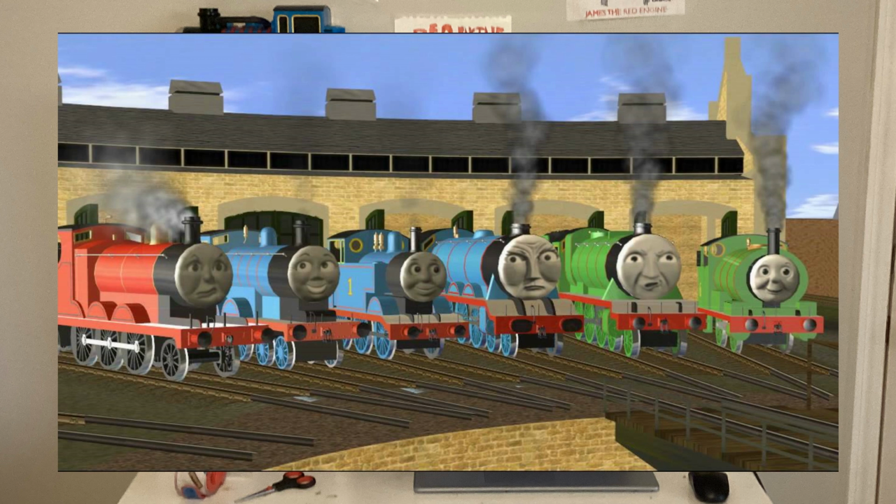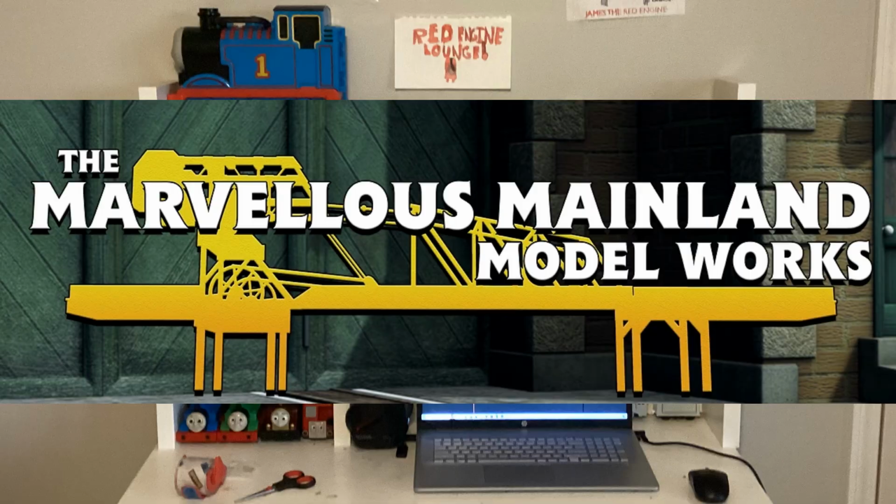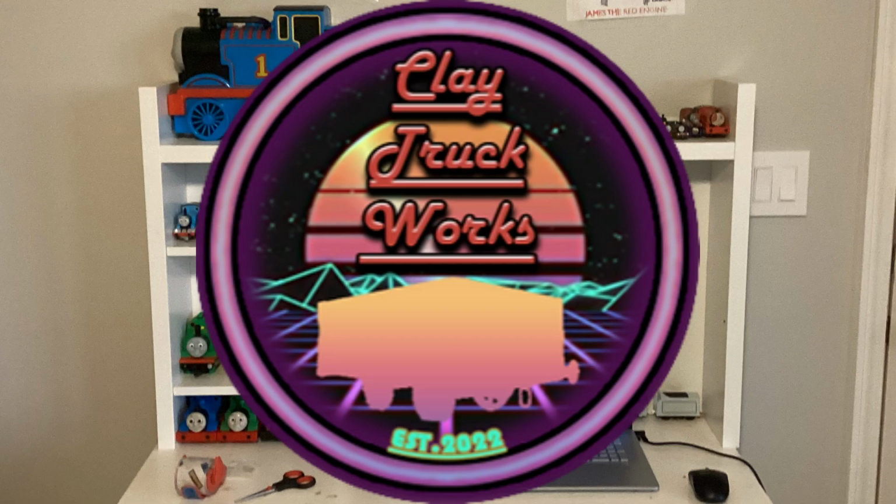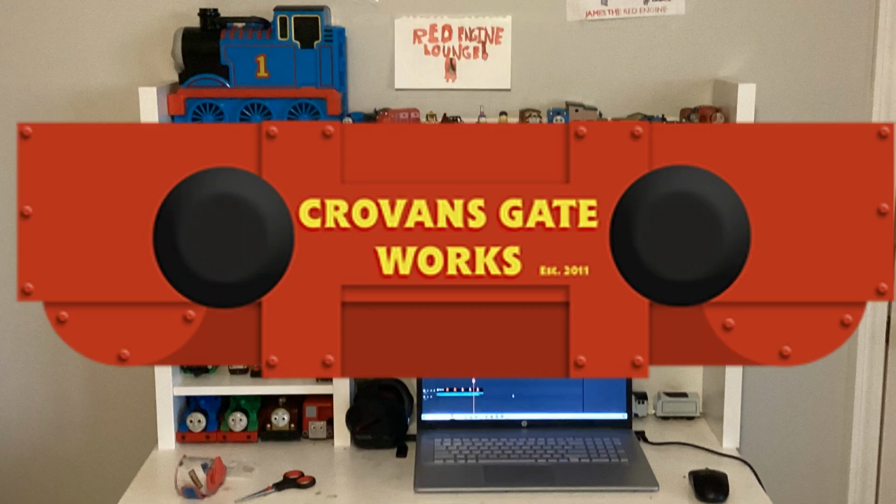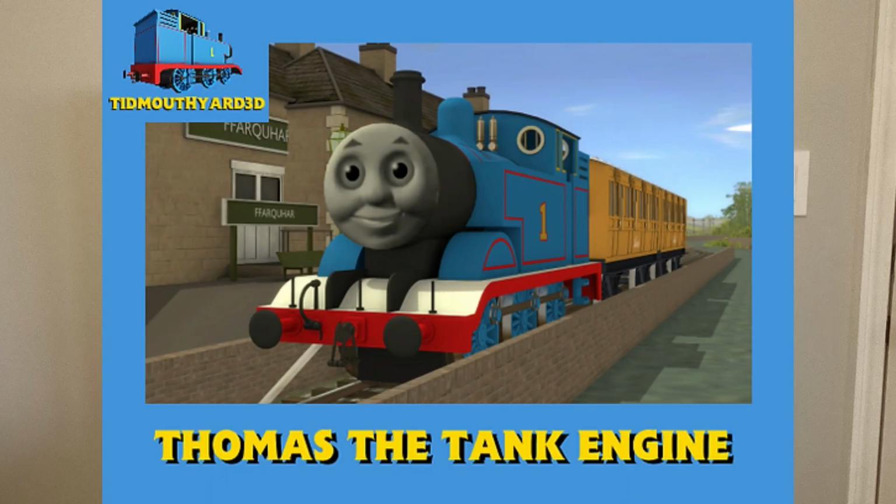MST Noodle, or Osborne Animations, you really started up a whole subgenre of our Thomas fandom. The Thomas fandom would not have grown if it had not been for your modeling work being the starting grounds for several more modelers to come from SI3D. The Marvelous Mainland Model Works, the Branch Line Crew, Clay Truck Works, and Crobin's Gate Works, and Shinington Works 3D, Tinmouth Yard 3D, and many more wouldn't have been possible without you.